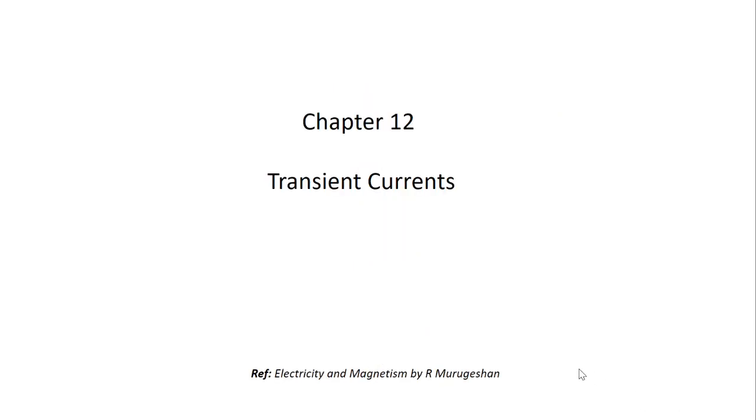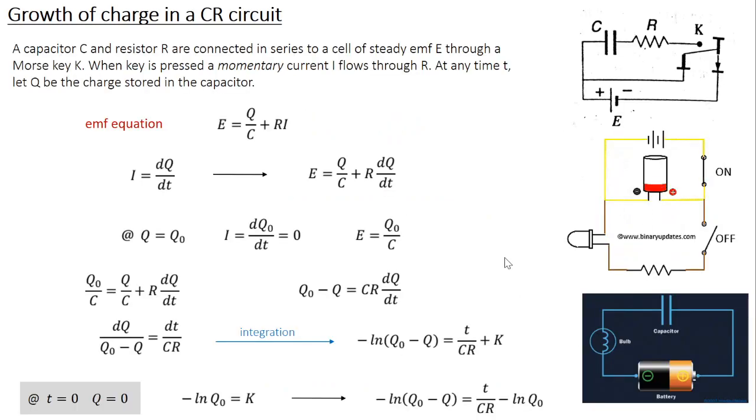The contents of this course is taken from Electricity and Magnetism by R. Murugesan. We will continue to discuss topics from chapter 12, Transient Currents. In the last class, we have analyzed the growth and decay of current in an LR circuit. Today, let's study the growth and decay of charges in a RC circuit.